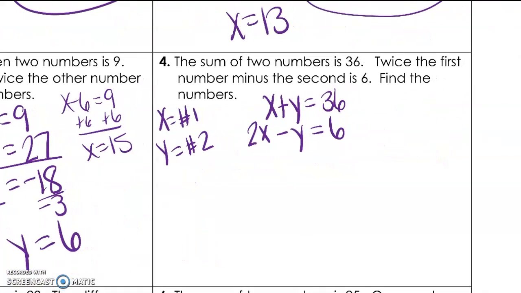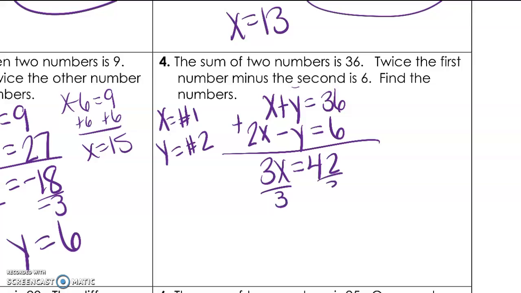So again, you can solve for one of them to substitute. I notice that I have a plus y and a minus y, so I have opposite coefficients, so I can add. That gives me 3x equals 42. So I divide and get x equals 14.